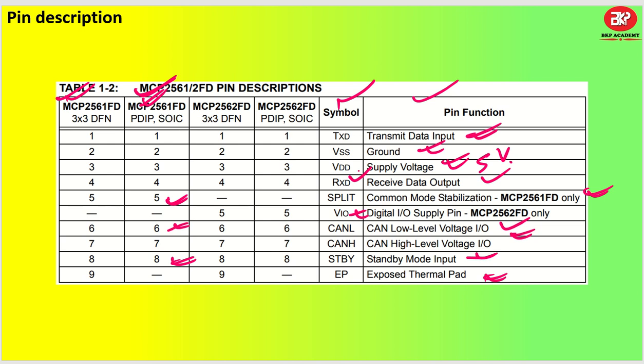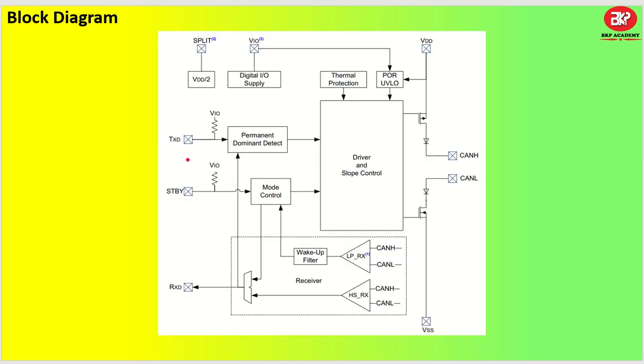Now let us quickly see the block diagram of this particular CAN transceiver IC. As you can see, we have the driver and slope control, which is directly connected to the MOSFET drivers, going to CAN high and CAN low. Now we have the power supply pin VDD. We have power on reset and under voltage lockout. We have thermal protection built inside.